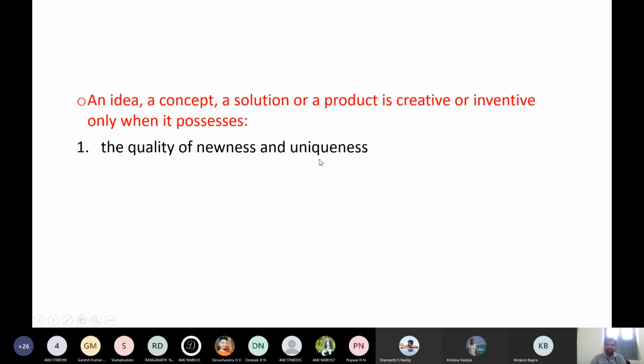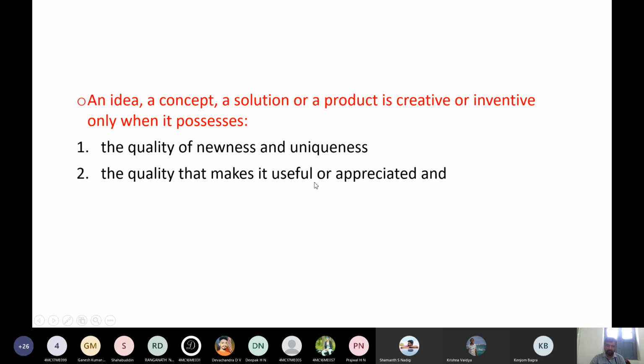Uniqueness is also associated with newness. Uniqueness means you cannot see these details in any of the available products. That feature is available only with this design idea or this product. So that is considered as uniqueness.